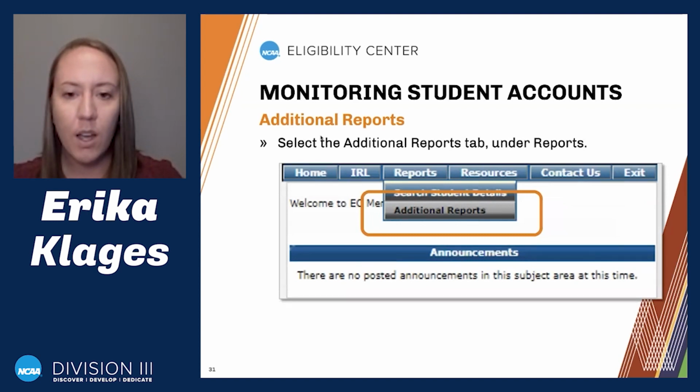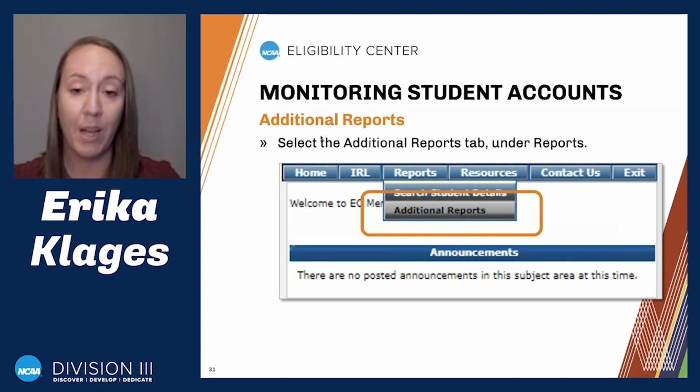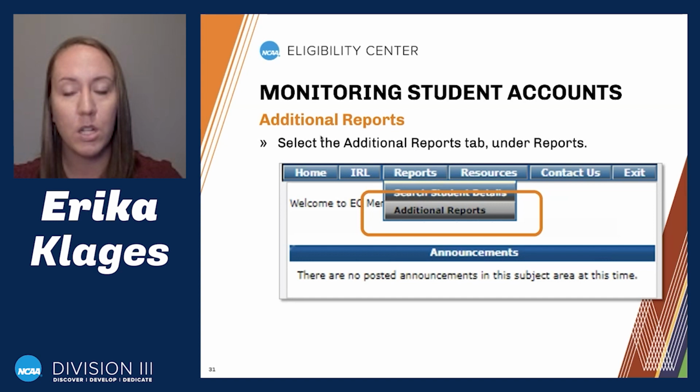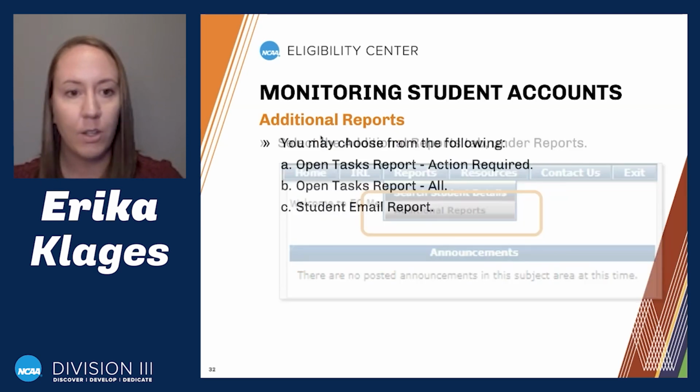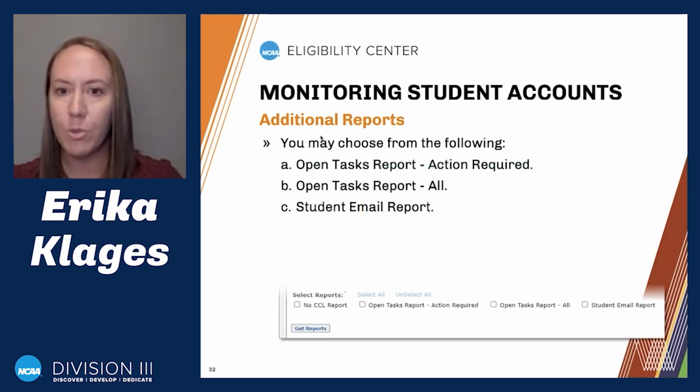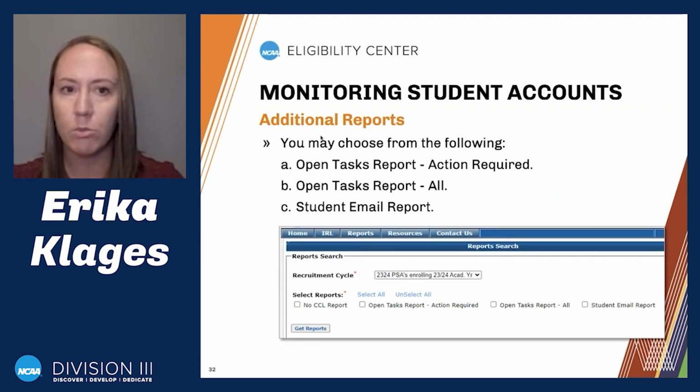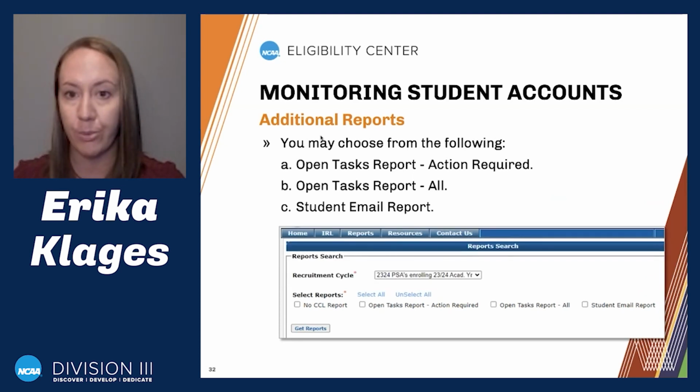There is also an option to monitor all student athletes on your school's IRL. So rather than looking for an individual, you would track or monitor everybody through reports. For this, you would go back to the report tab and choose additional reports. There are going to be 3 options for reports that would be relevant for the Division III level.